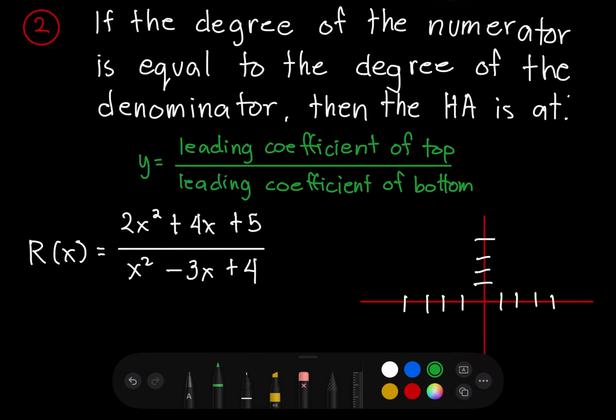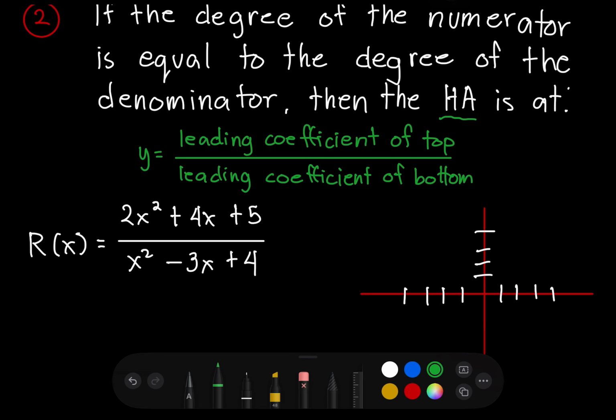Now, in this case, it says here, if the degree of the numerator is equal. So, kung kanina less than, ngayon naman, what if it is equal yung degrees ng numerator and denominator? It says here, then the horizontal asymptote, that HA is horizontal asymptote, is at y is equal to the leading coefficient of top over the leading coefficient of bottom. Now, sino ba yung leading coefficient na yan? Kanina, degree lang yung tinitignan natin. Ngayon, we should also look for its leading coefficient.